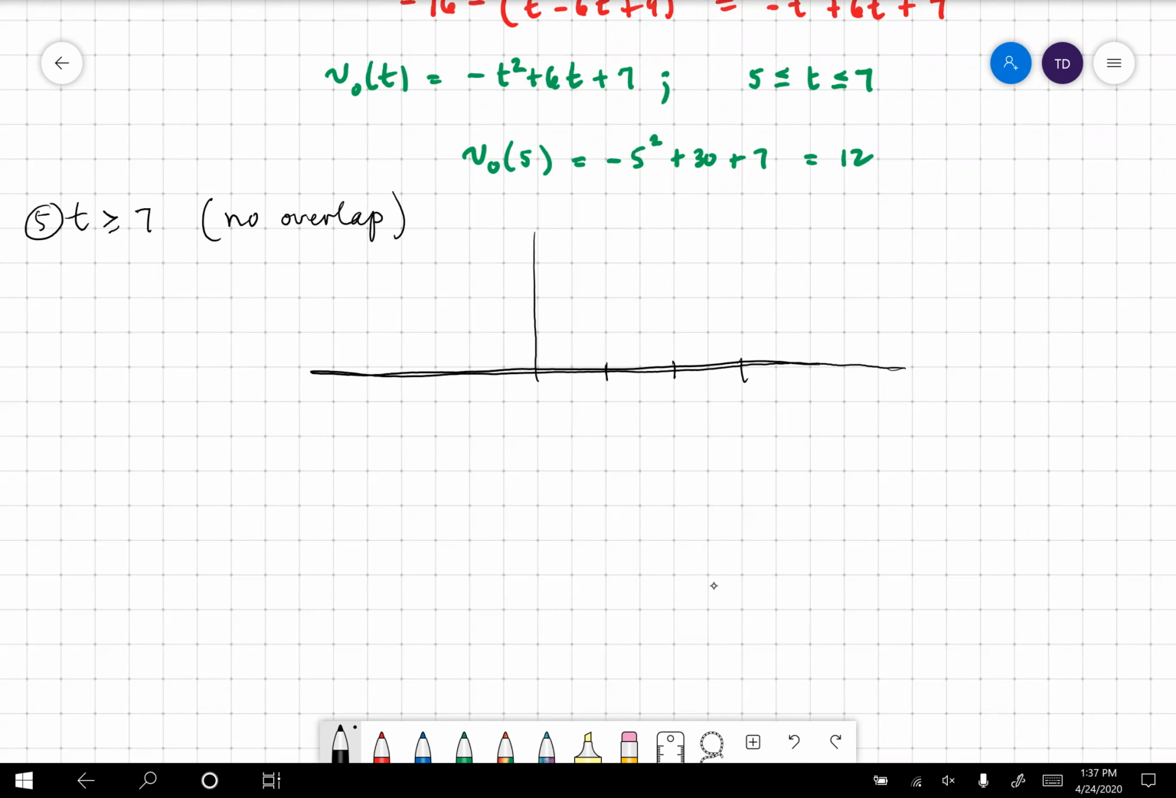1, 2, 3, 4. So we had this function here. That's the blue function, like that. And then the red function is somewhere out here. The red function is somewhere out here. So you can see how there's no overlap on that red function at all.